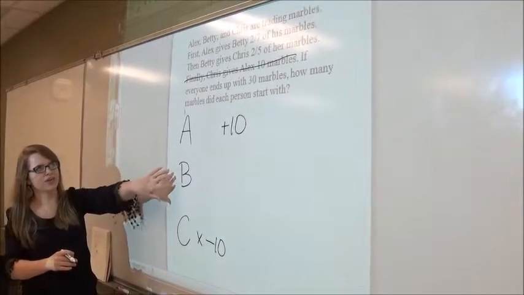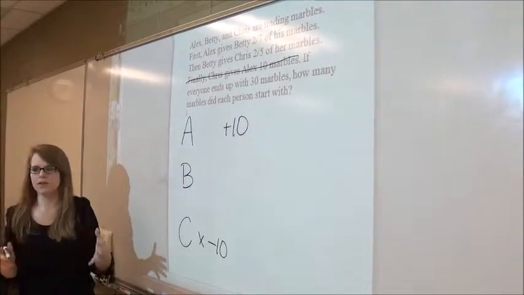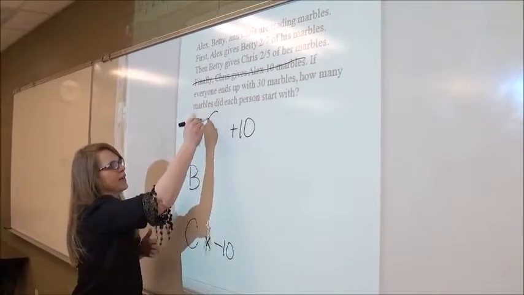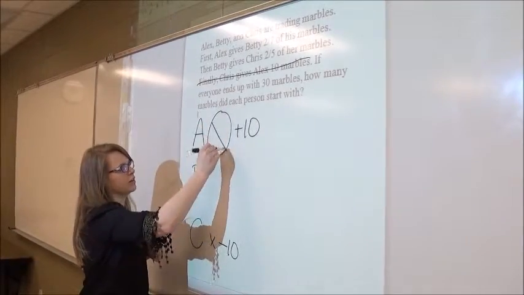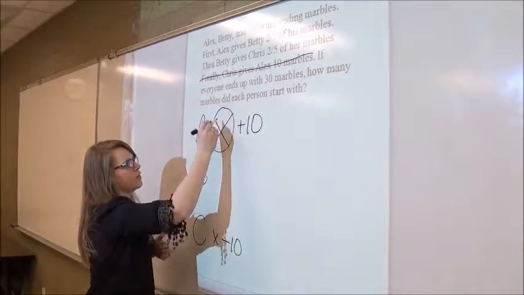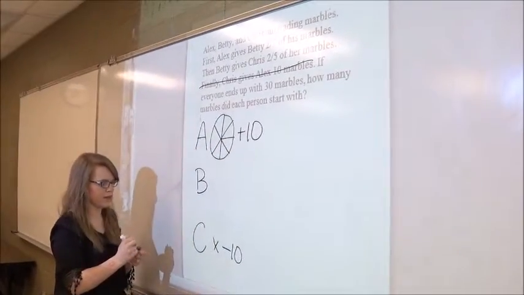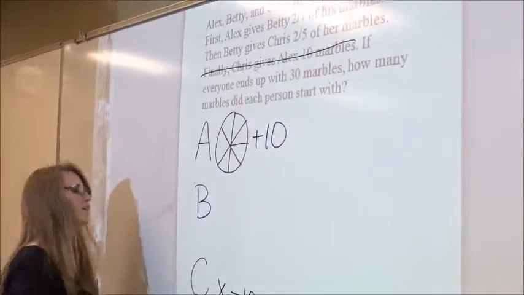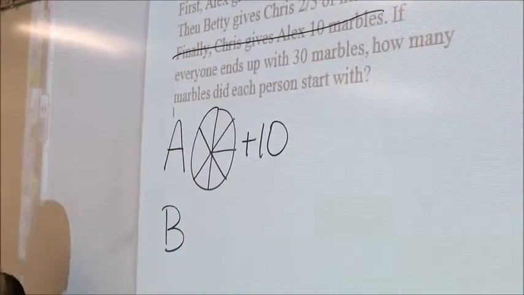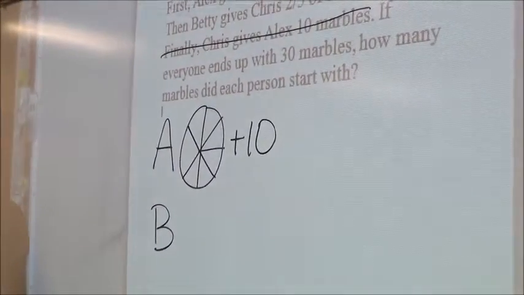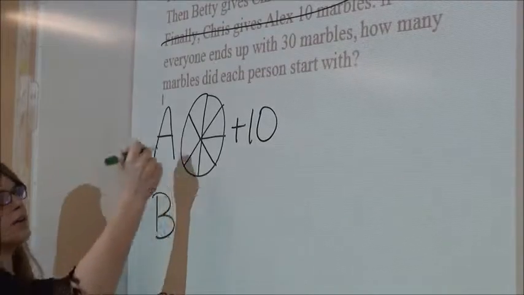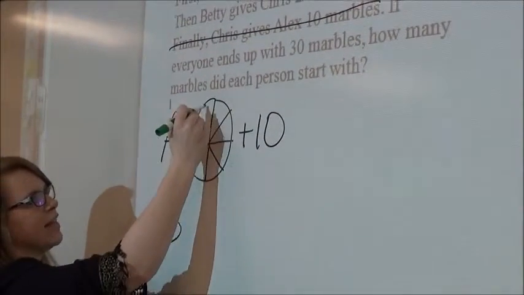Alex gives Betty 2/7 of his marbles. So I'm going to draw a nice little pie here. Cut it up. Alright, so if he gives away 2/7, he has to keep 5/7. And I'm representing that in green.